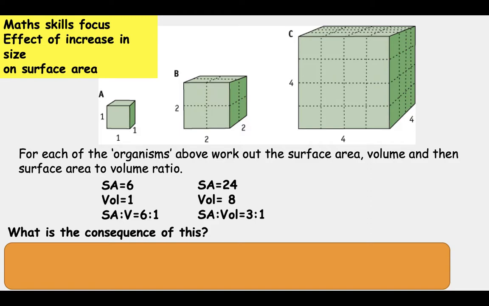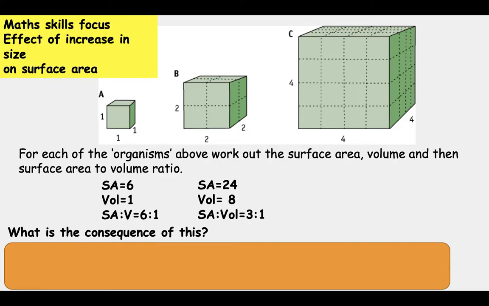For cube B, my surface area is now 24, because I do 2 times 2 to work out the area of one face of the cube, that gives me 4, then I times it by 6 to work out the total surface area of the cube, which gives me 24. The volume is 8 because it's 2 times 2 times 2, because that's the height times the length times the width. Therefore, to work out my surface area to volume ratio, I do 24 divided by 8. So for my 2x2x2 cube, my surface area to volume ratio is 3:1.